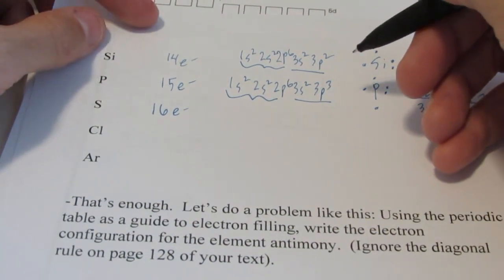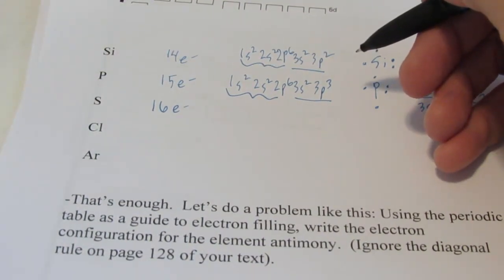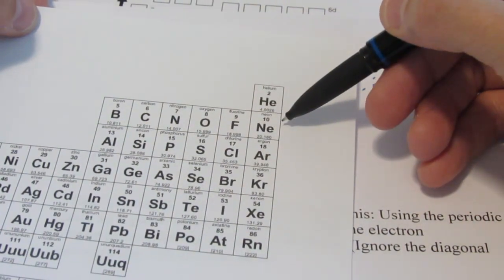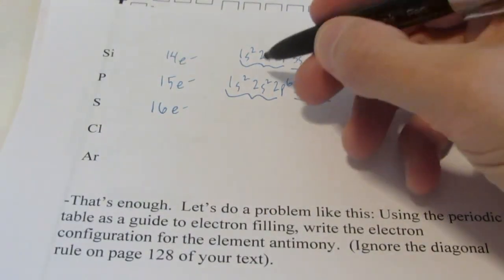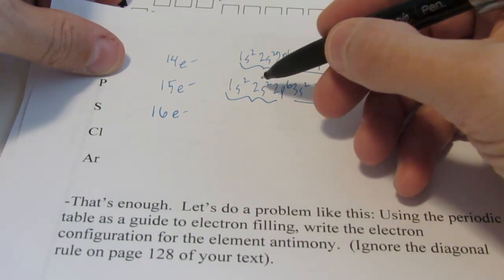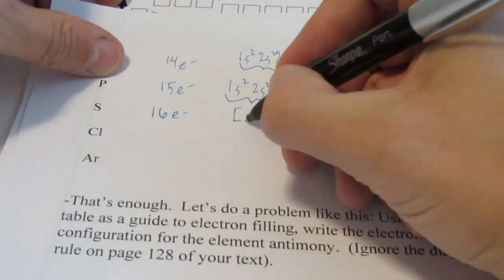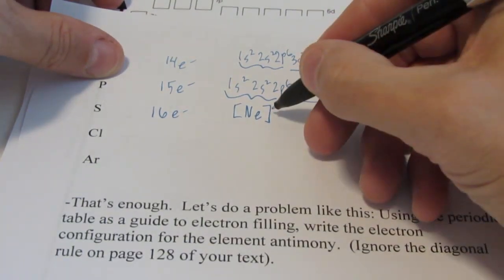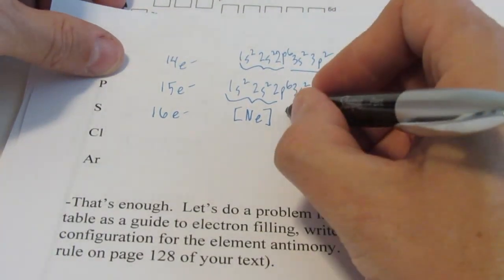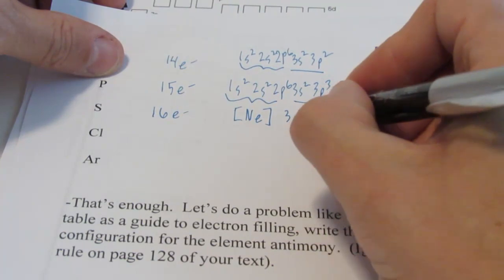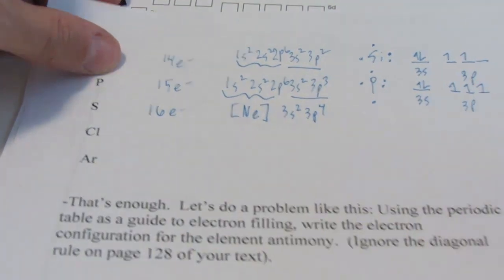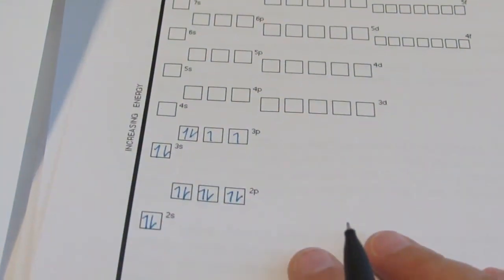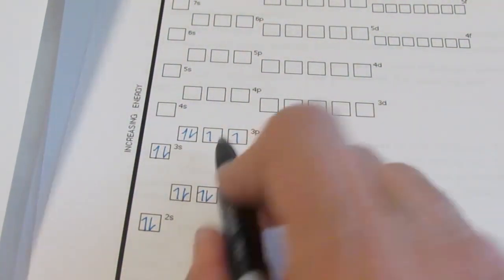So the powers that be have allowed us to take a little bit of a shortcut. Sulfur is right here on the periodic table. The noble gas before it is neon, which has the configuration 1s2, 2s2, 2p6. So what we do is we put the noble gas before it in brackets, and then we end the configuration 3s2, 3p4. Let's check to make sure. Yep, 3p4. That's what we're going to end up with for sulfur.